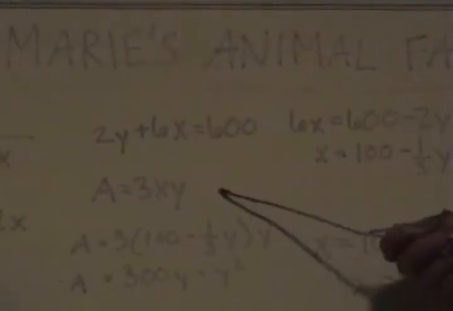We will then substitute that into our area equation, and that will give us 3 times the quantity 100 minus 1/3 y, times y. We'll then distribute the 3y, which will give us 300y minus y squared. Now, we will differentiate that area equation with respect to y. We'll end up with dA/dy equals 300 minus 2y.